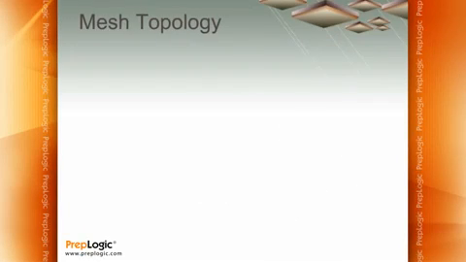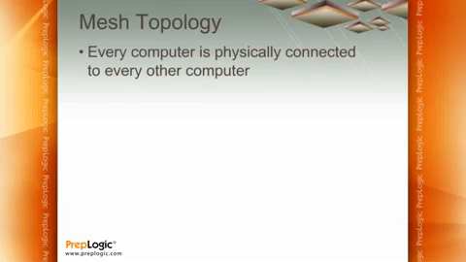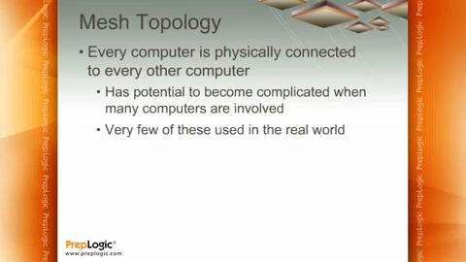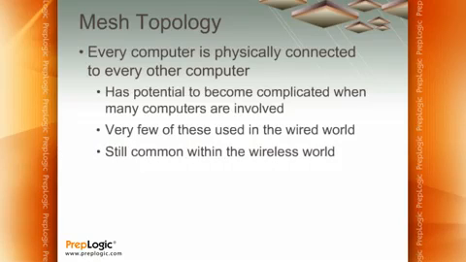The last type of, and I have to be careful when I say this, common topology was called a mesh topology. In a mesh topology, every computer is physically connected to every other computer. You can imagine if you get a number of computers together, this can become pretty messy, and as a result, there were very few mesh topologies used in the real world. I have to be careful when I say that, because within the wired world we didn't see too much of a mesh topology, but within the wireless world, mesh topologies were and still are extremely common.